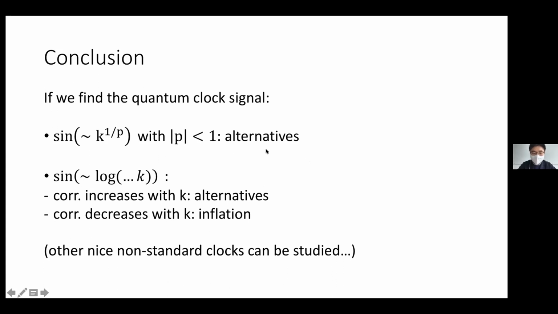So for the conclusion, if we find the quantum clock signals, the clock signal can be a good method to select the theory of the primordial universe. And also, if you find other nice non-standard clock signals, this flow chart will be more complicated.